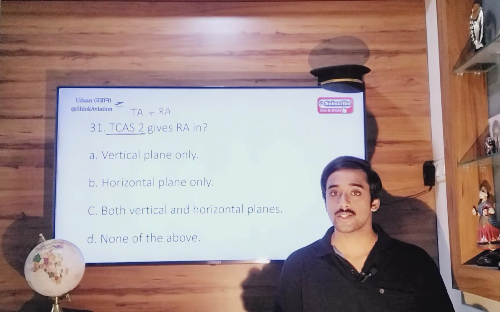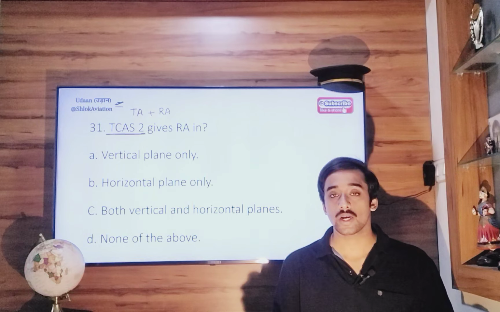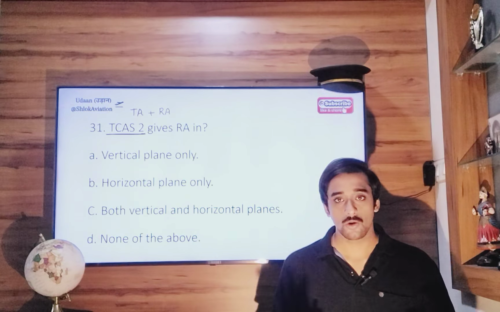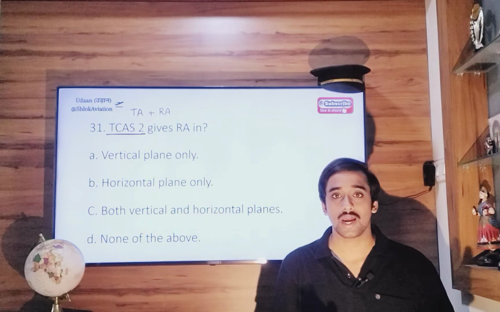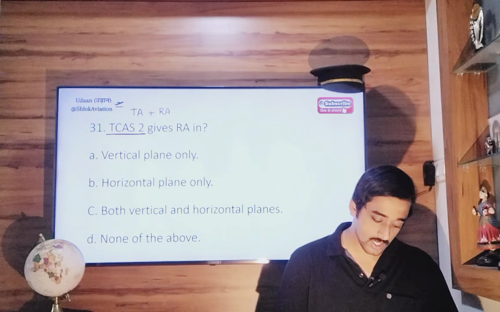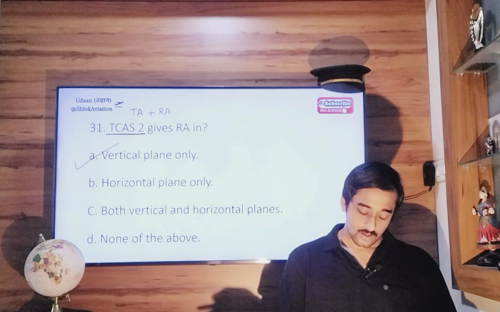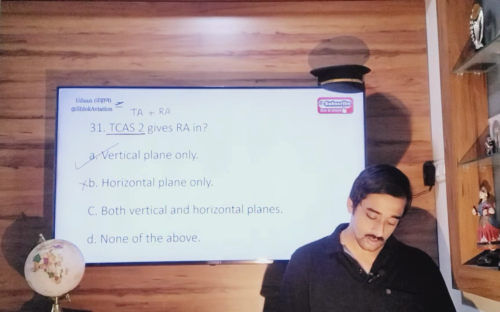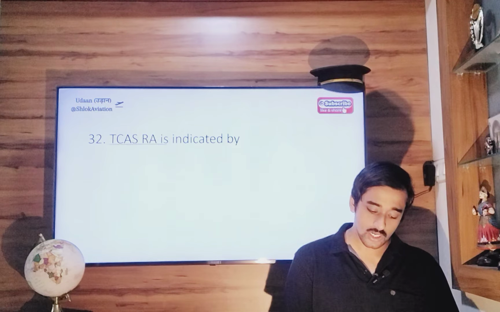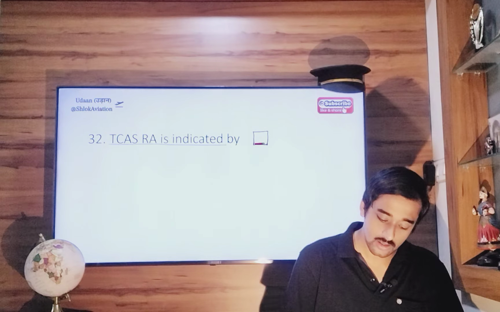Now the resolution advisory provided by a TCAS will be restricted to vertical plane only, meaning you will only get climb or descent commands. You won't get any left turn commands, right turn commands, etc. So TCAS 2 gives resolution advisory in vertical plane only. So horizontal plane wrong, both vertical horizontal also wrong. TCAS resolution advisory is indicated by a red color square.